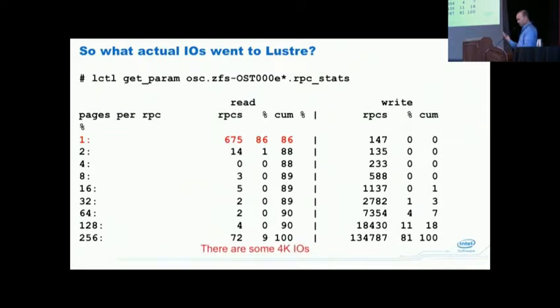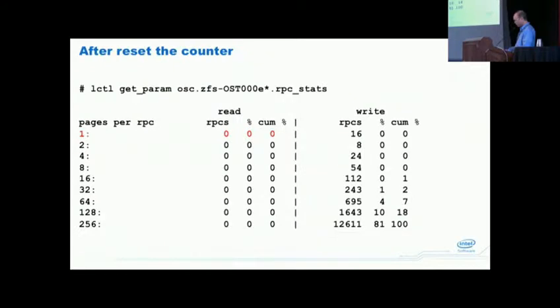So we see there's some 4K IOs. So after we reset the counter, again, we don't see those small reads anymore. If you recall when we were looking at the extent stats, we ran, saw some 4K reads, cleared the counters, saw 4K reads again, and since I know this, cleared the counters again, saw 4K reads, but we don't see that in the RPC stats.